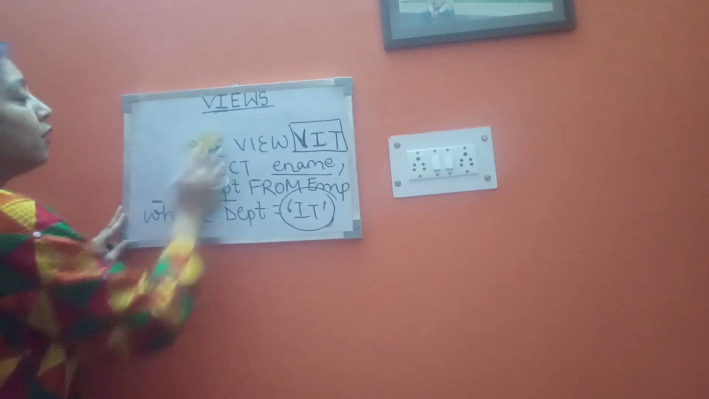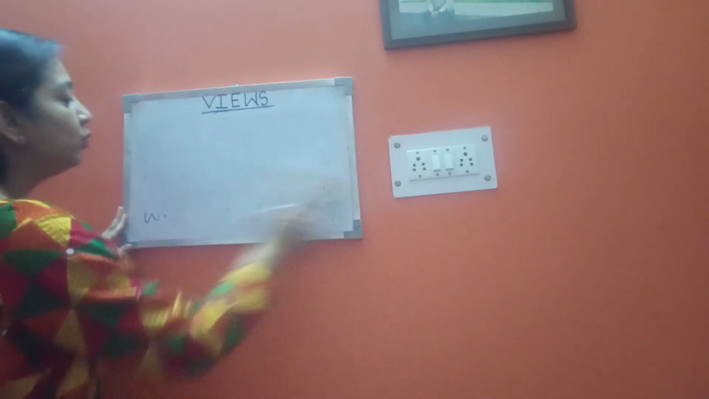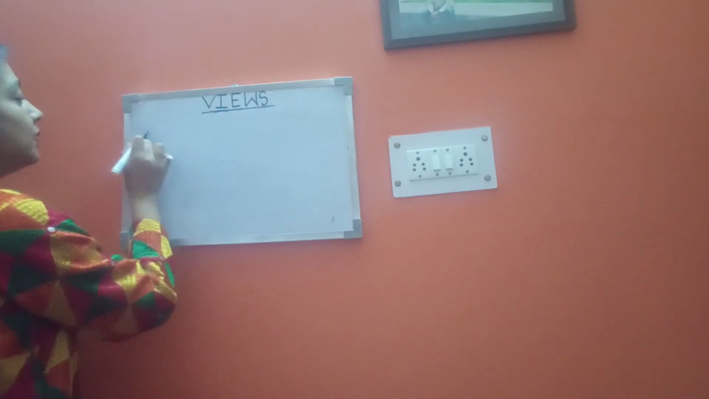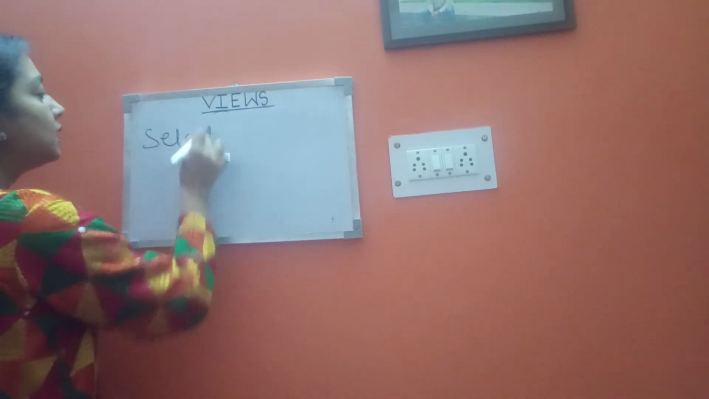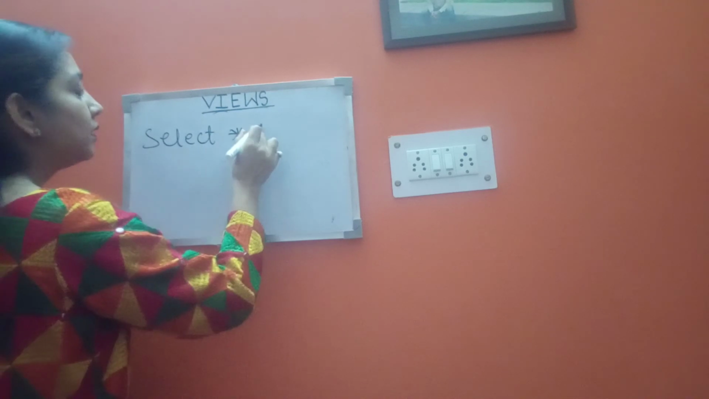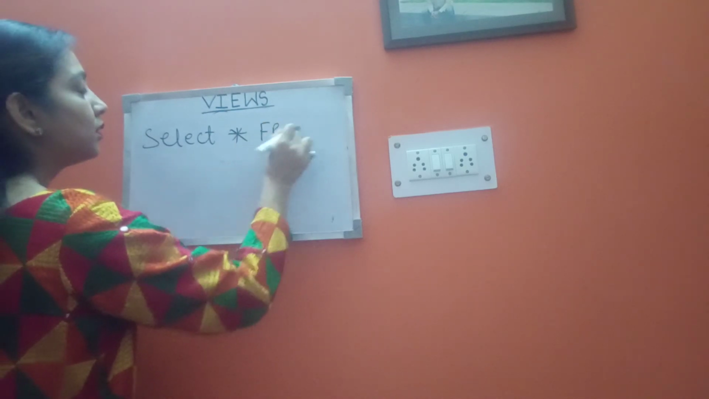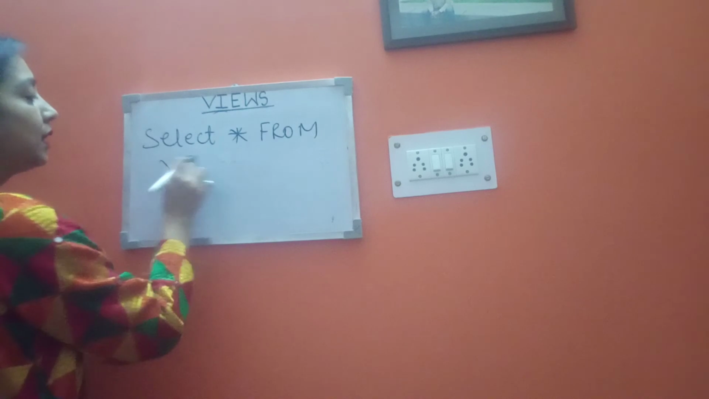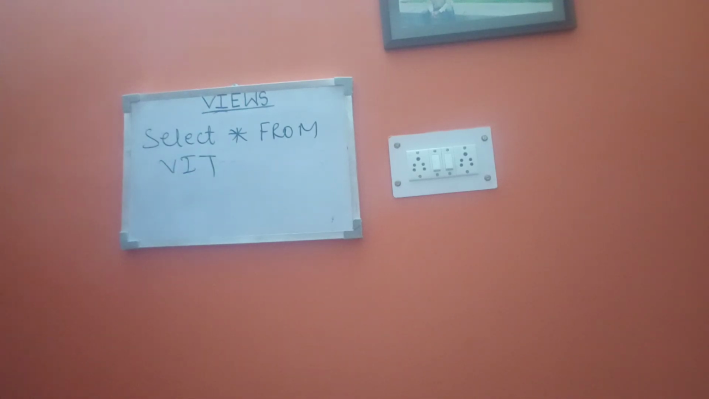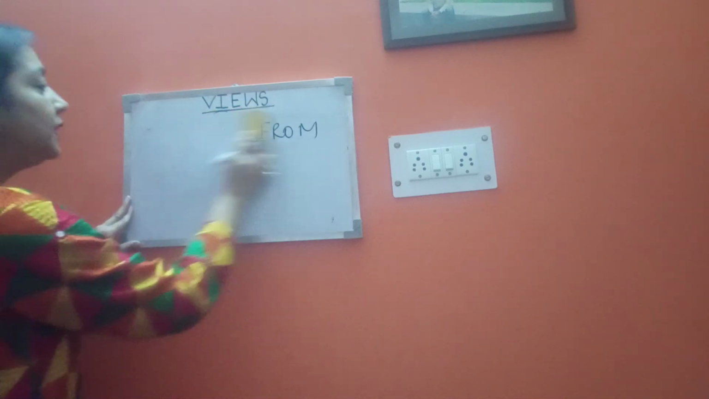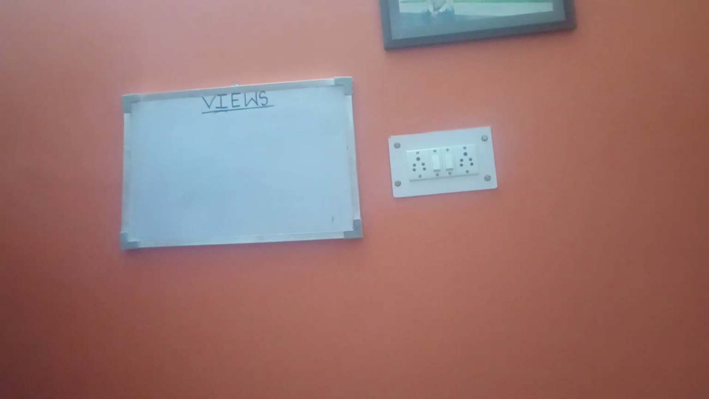Obviously, to view this view also, what I will do is write select star from VIT. Select star from VIT. So this is how we create and we access views.